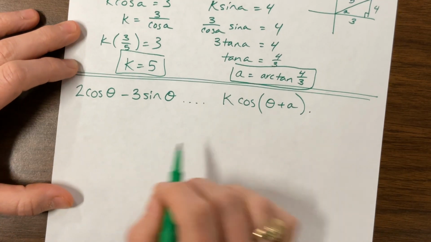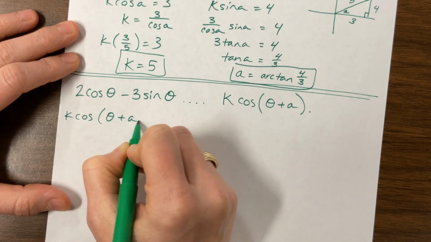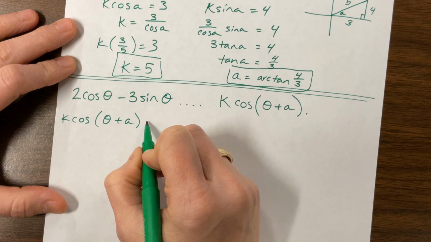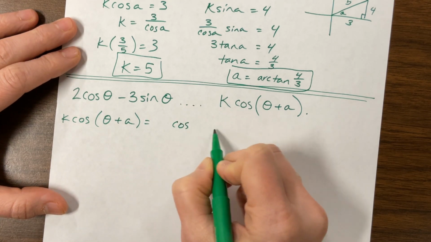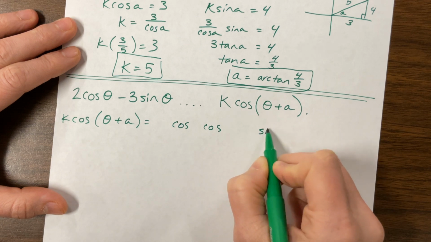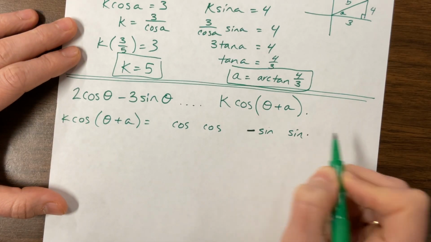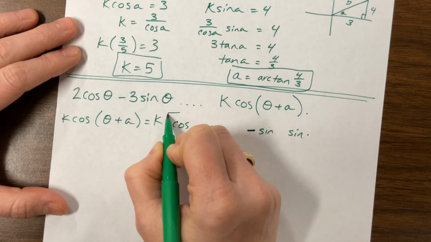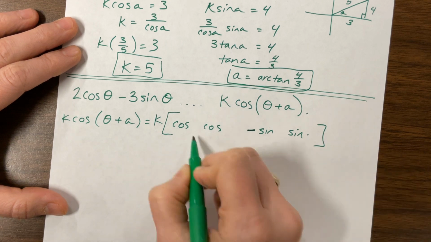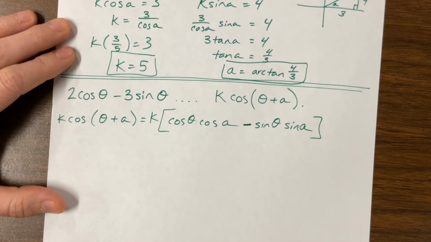Let's start by taking k times cosine of theta plus a. I keep wanting to call it alpha. The way I remember this one is cosine, cosine, sine, sine with the opposite sign. I won't distribute the k, I'll do it in a minute. And then it's the first angle, the second angle, the first angle, the second angle, and there we go.